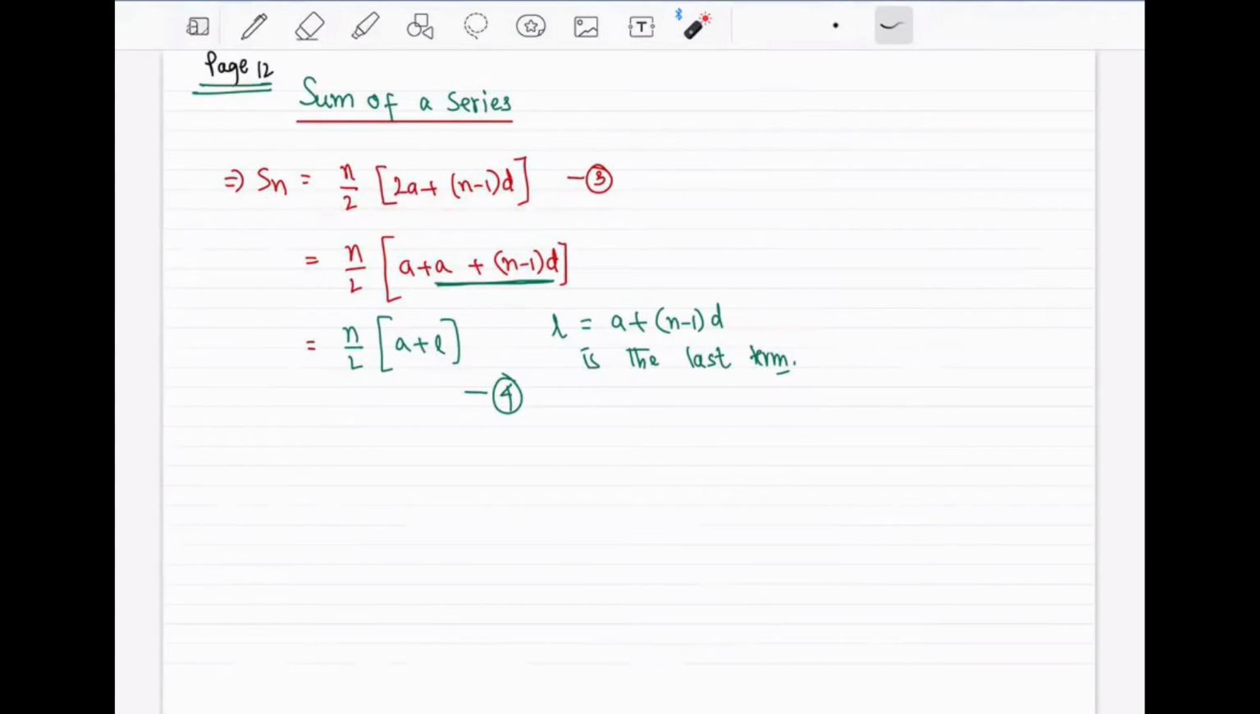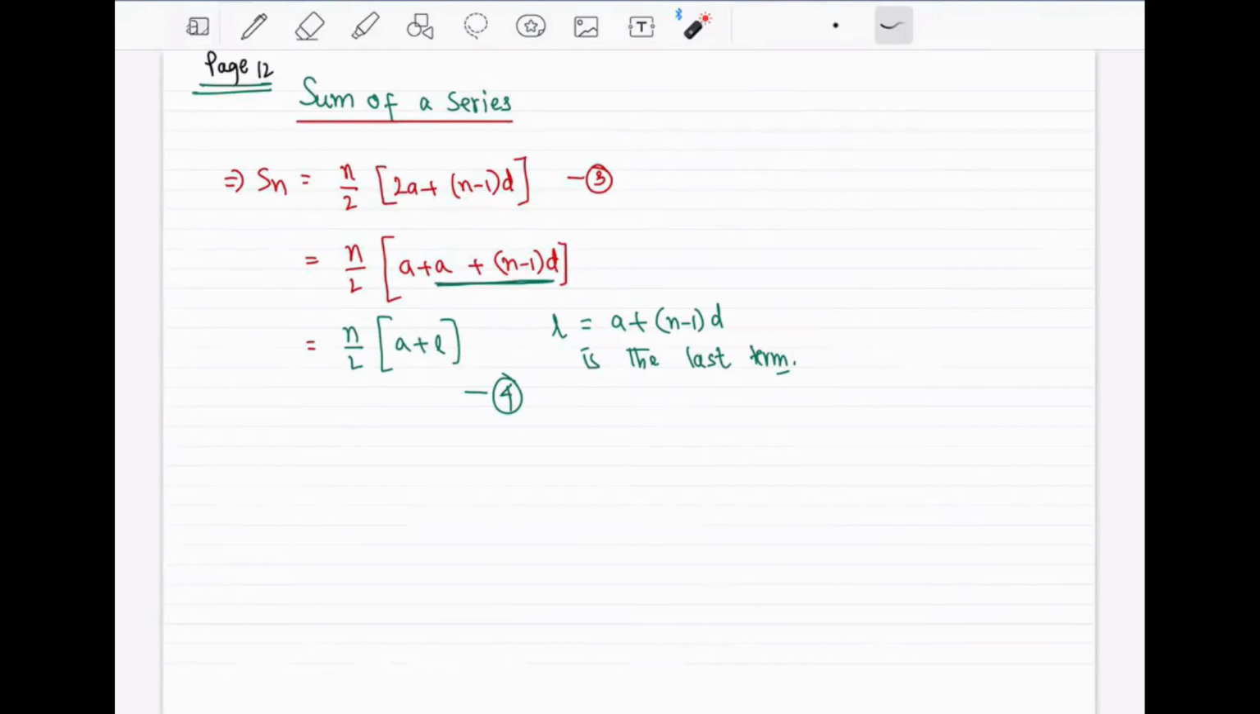If the last term is not known and you are just given the number of terms, the first term and the common difference, then you can use this formula. If the last term is given, you can use this formula. But of course, the building blocks of finding the sum of an arithmetic progression are that you have to know A, the first term, D, the common difference, and N. What is N? N is the number of terms.